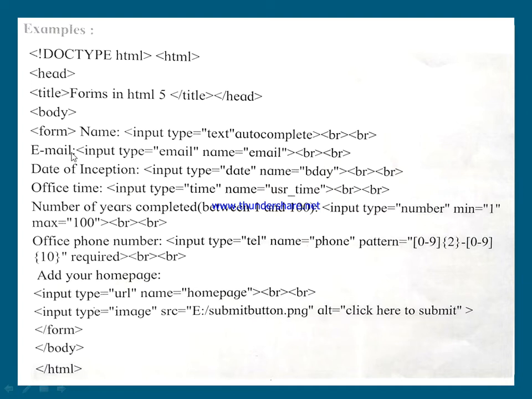Next is email. For that I introduced an email element, input type equal to email, and its name is email. This name is controlled by the user; according to the user's choice or need, the user can assign the name to the provided element. After this, date of inception. So what is inception? Inception means when it was introduced or established.